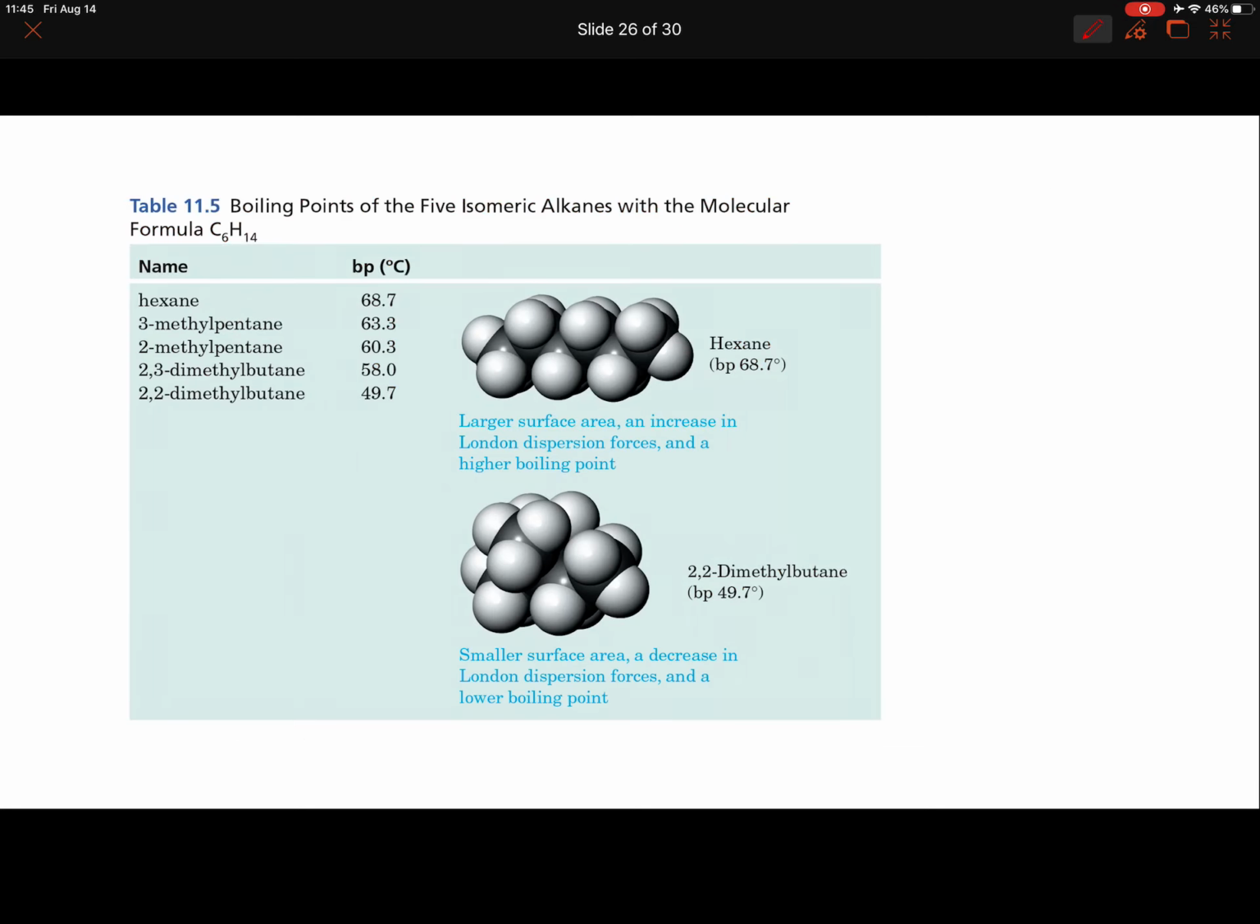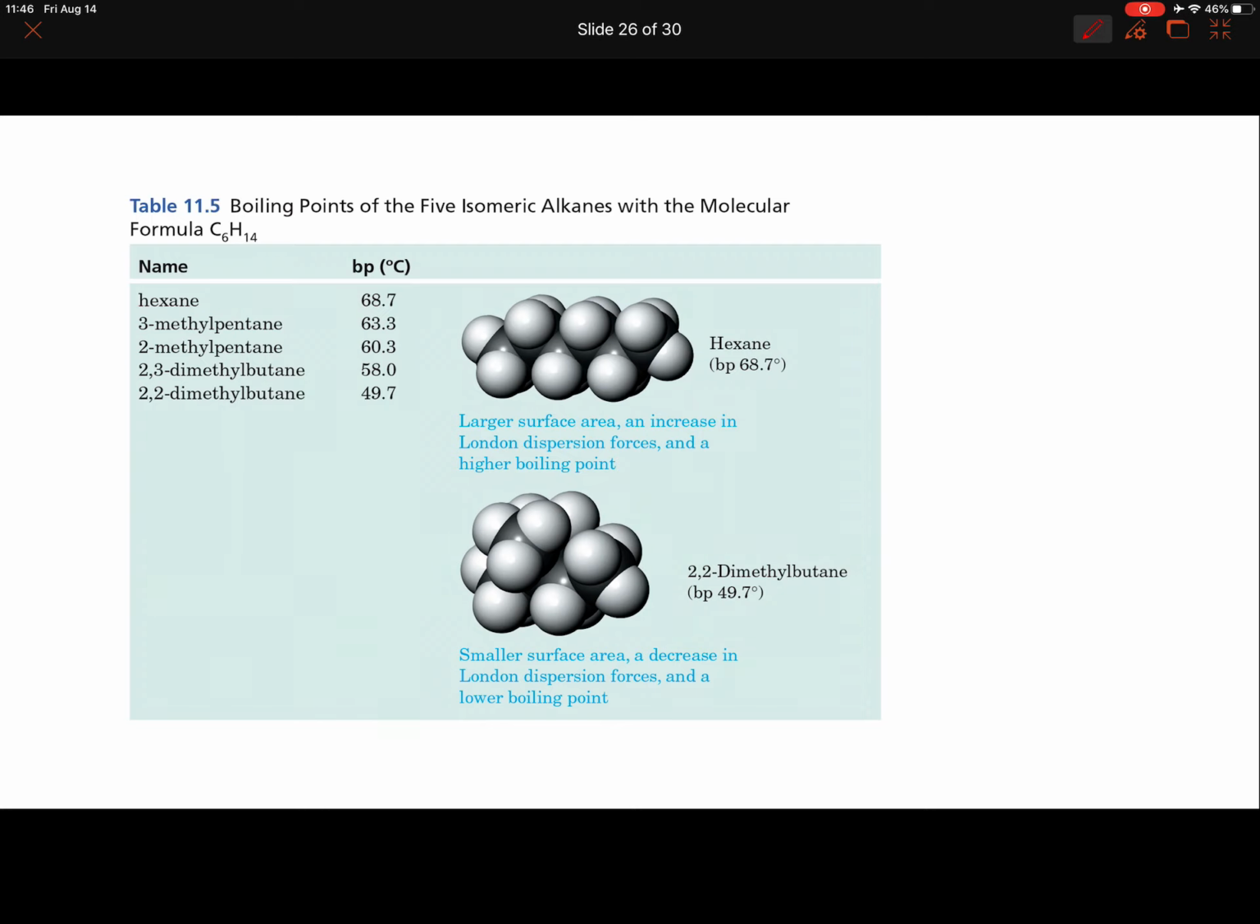Let's see. I do have an image here that helps us. So, the boiling points of 5 isomeric alkanes. These are all the same formula mass. They're all C6H14, but they differ in their isomers of each other.